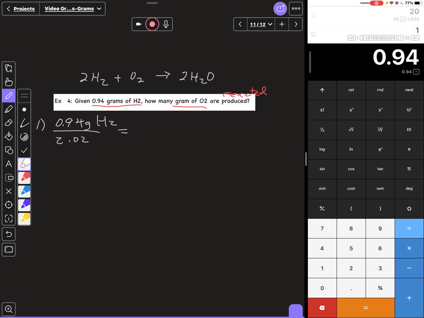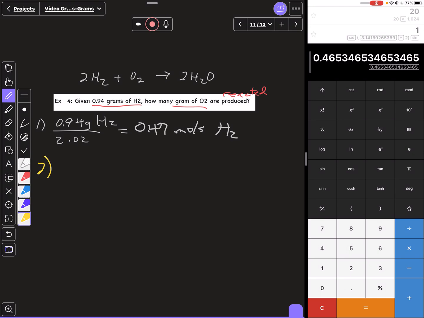Now 4 divided by 2.02, and I get 0.47. All I've done is convert that to moles, so that'd be moles of H2. My second step is to go from moles of H2 to moles of O2.